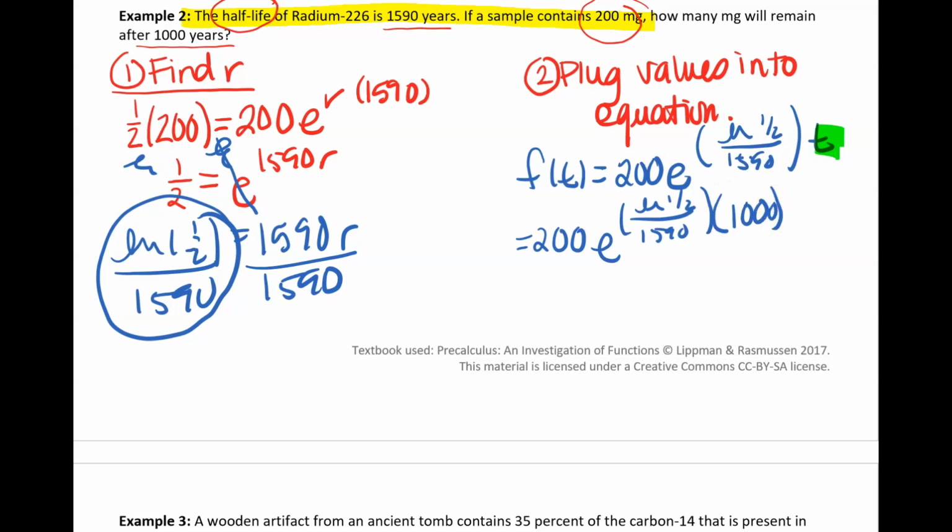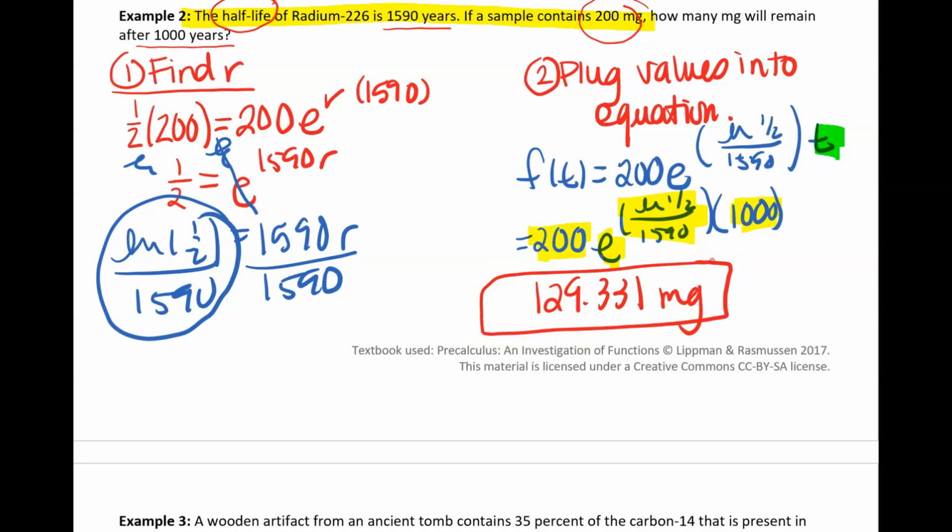What I would do is type in this number here in my calculator and get that value, times 1,000. Raise e to that answer and multiply that times 200. And you should get 129.331 milligrams. I would encourage you to work through these processes with your calculator, type it all in, and make sure you're getting that 129 that we're looking for, so that if you don't get 129, you can correct your steps.